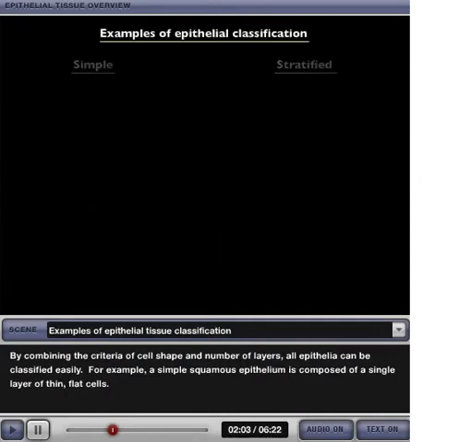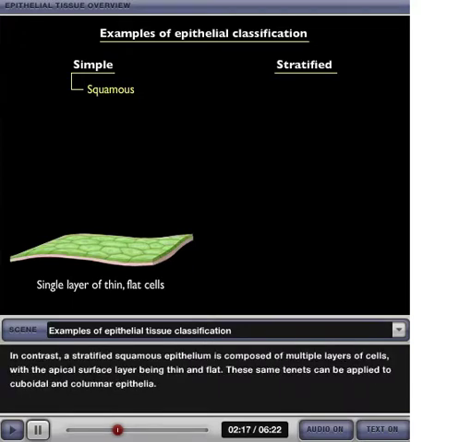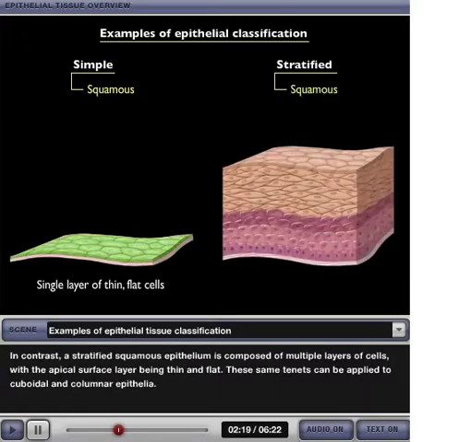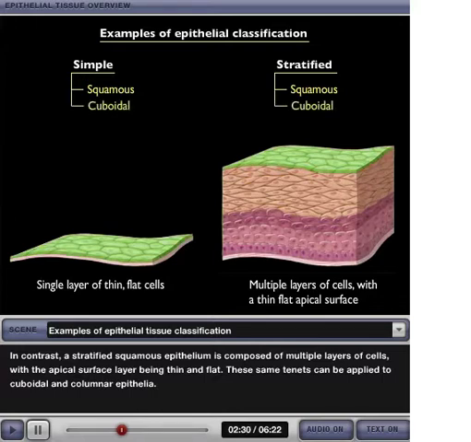By combining the criteria of cell shape and number of layers, all epithelia can be classified easily. For example, a simple squamous epithelium is composed of a single layer of thin, flat cells. In contrast, a stratified squamous epithelium is composed of multiple layers of cells, with the apical surface layer being thin and flat. These same tenets could be applied to cuboidal and columnar epithelia.